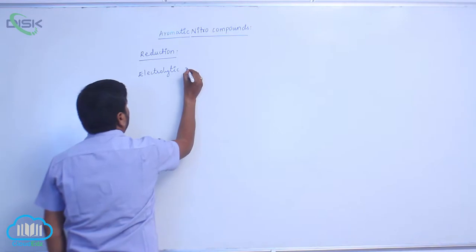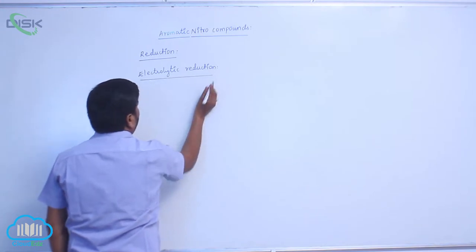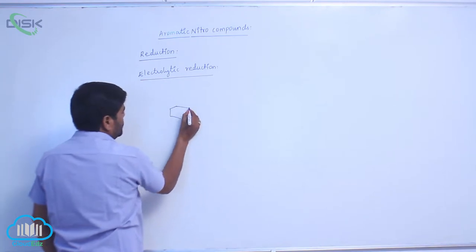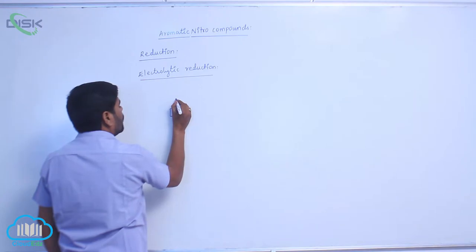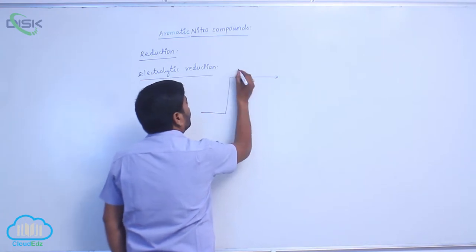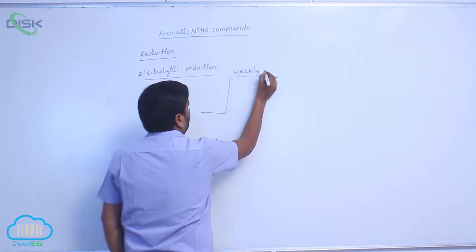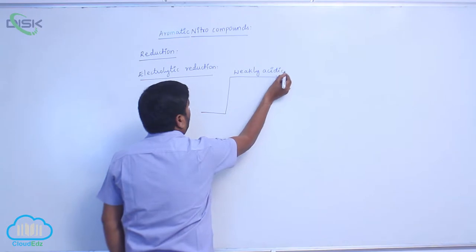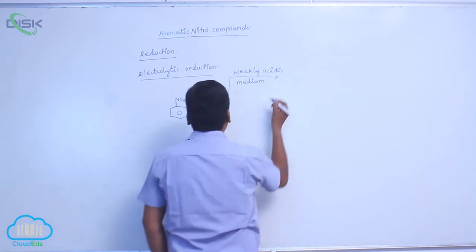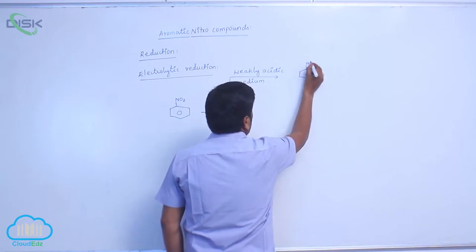Electrolytic reduction, electrolytic reduction of nitrobenzene. In weakly acidic medium, on electrolytic reduction, nitrobenzene converts into which one? Aniline.